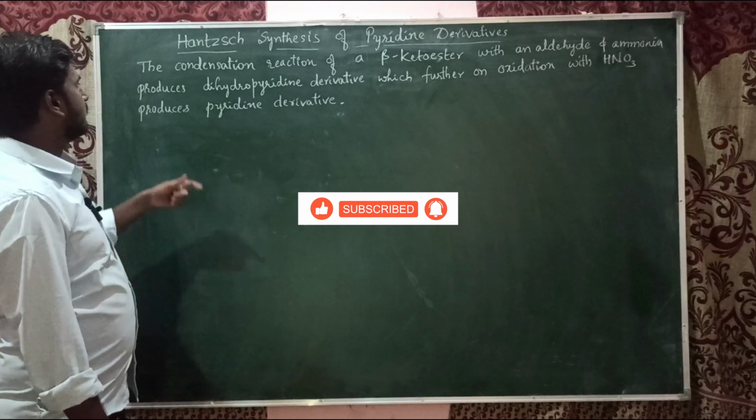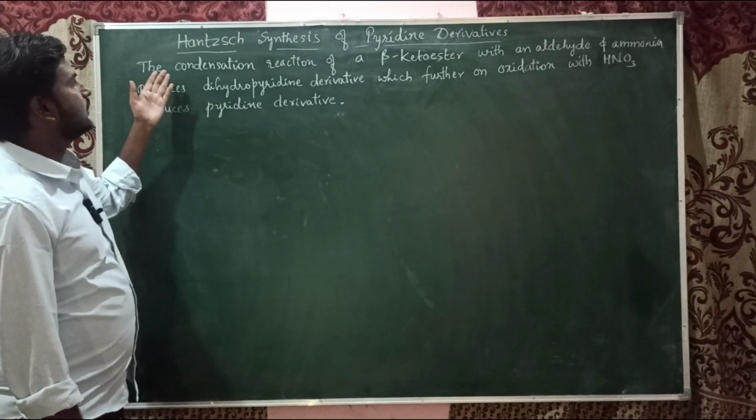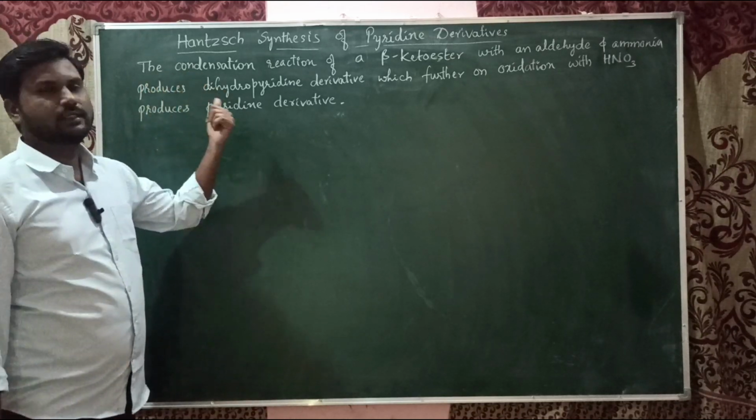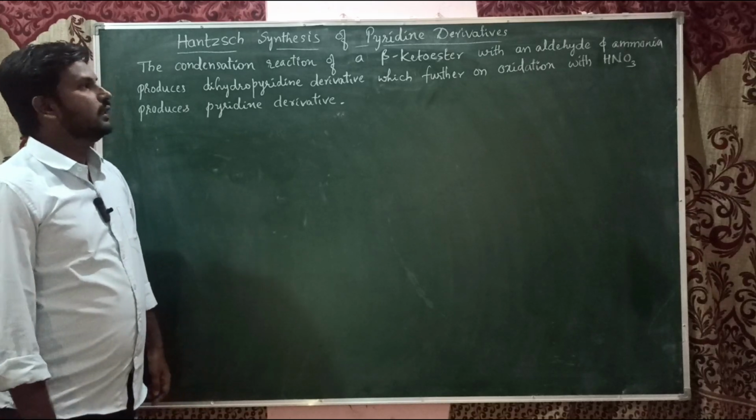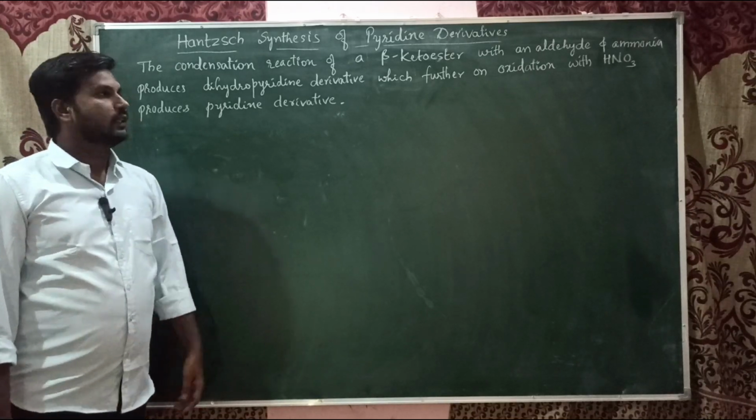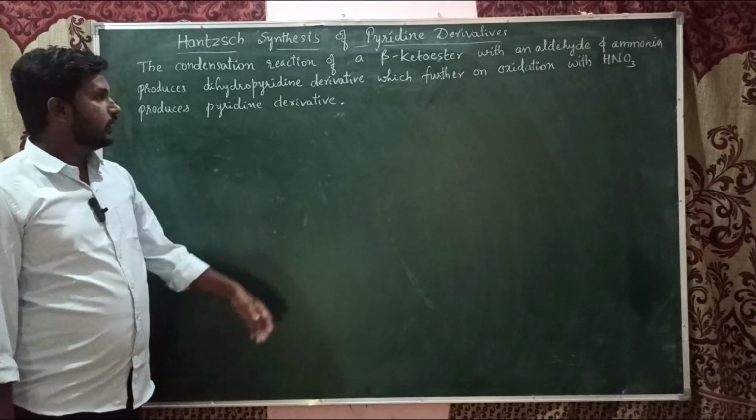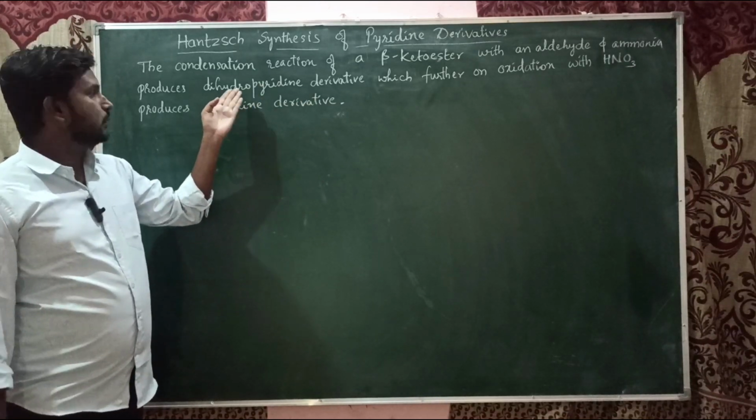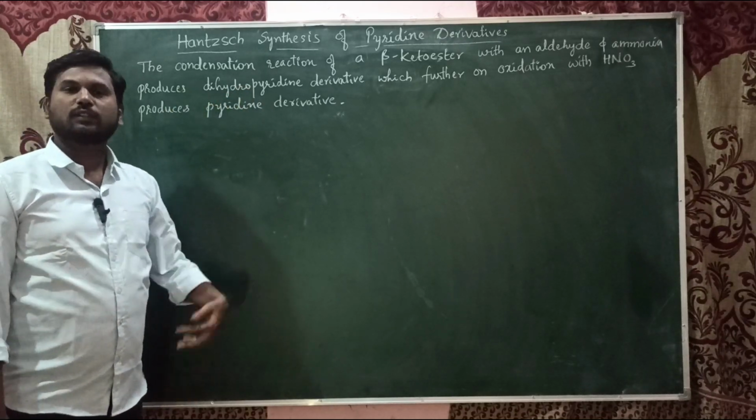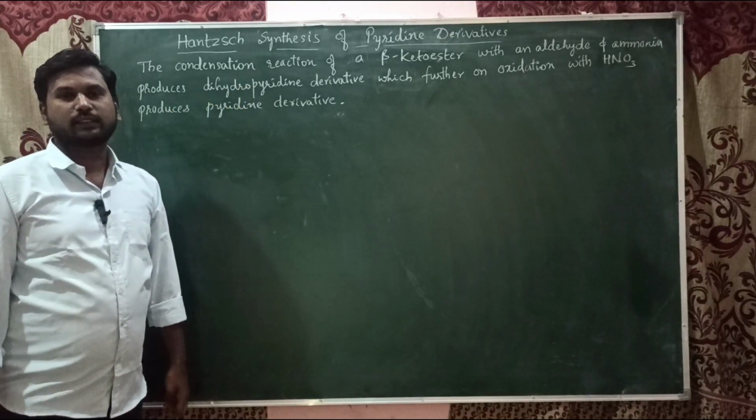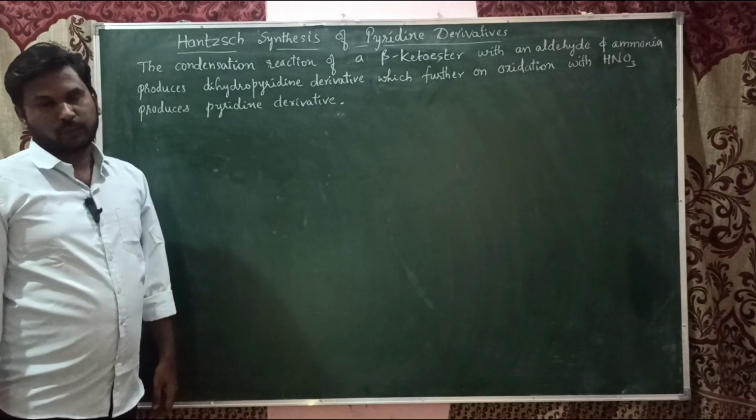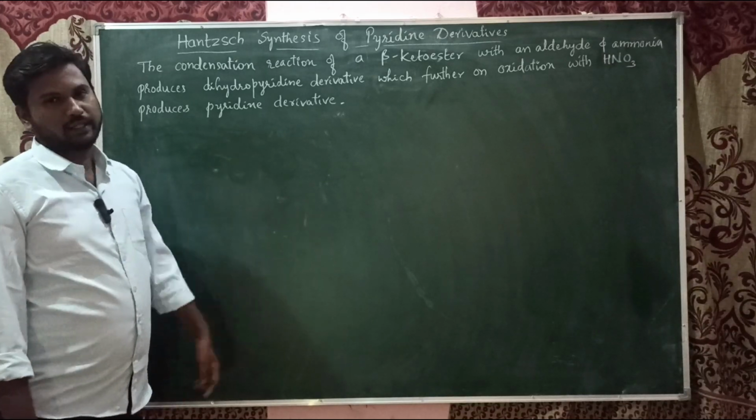So I have written the statement of this synthesis on the board, that is the condensation of a beta keto ester with an aldehyde and ammonia, and it produces a dihydropyridine derivative, which on further oxidation with nitric acid will produce a pyridine derivative.